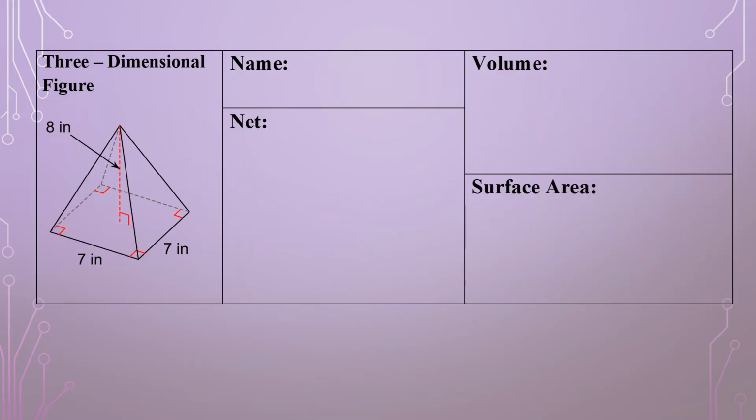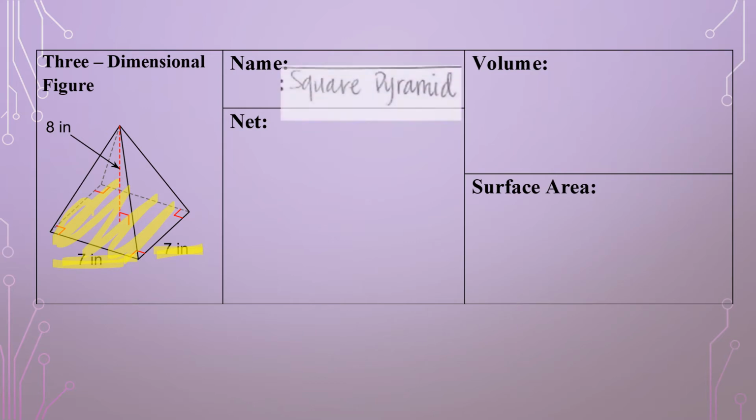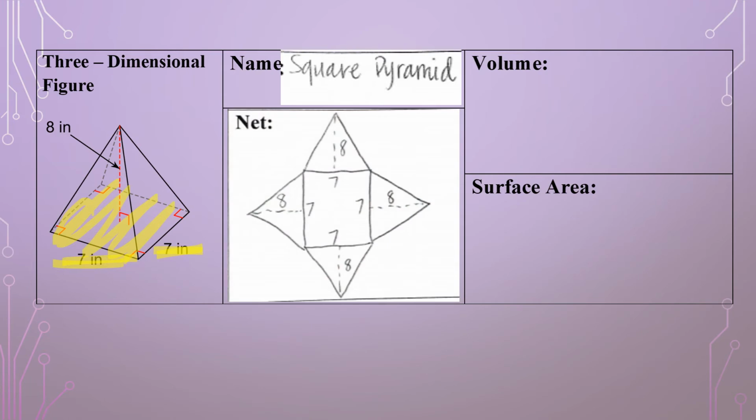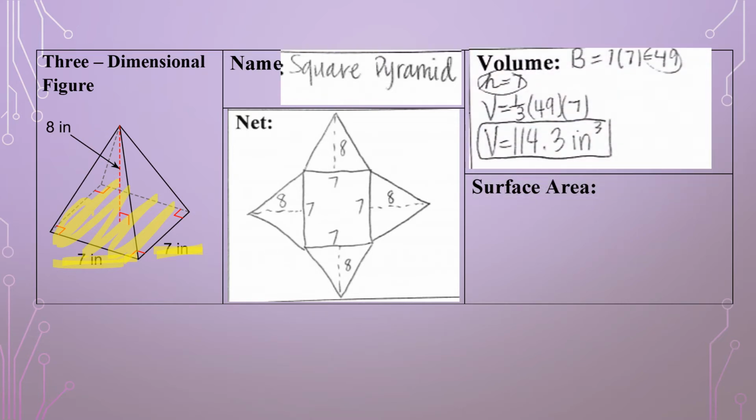For the next one, the base for this is a square. They give us 2 values, a 7 and a 7, which means that this is a square pyramid. So the net is easy. You can just draw your square in the middle and then your 4 triangles on the side. 8 inches is the height of the triangles. So it doesn't matter which one you solve for first, volume or surface area. For volume, I found my B first, which was 49, and you just need your H, which is 7.